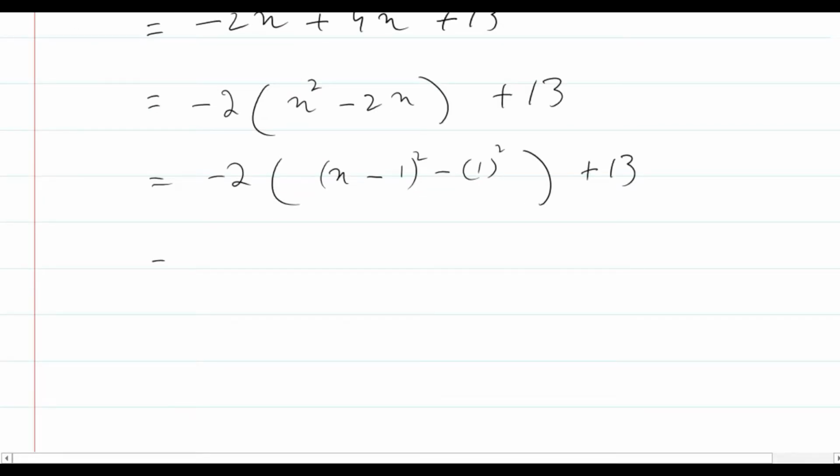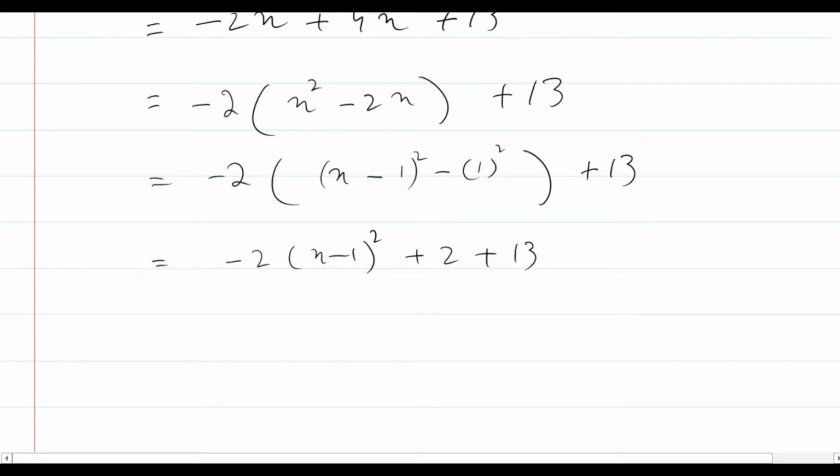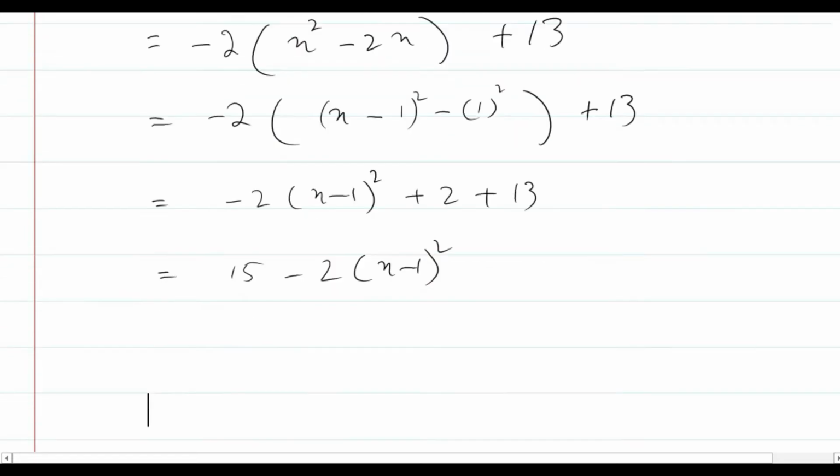On simplification you will get minus 2 times x minus 1 whole square plus 2 plus 13, and this can be reduced to 15 minus 2 times x minus 1 whole square. This is the required form.